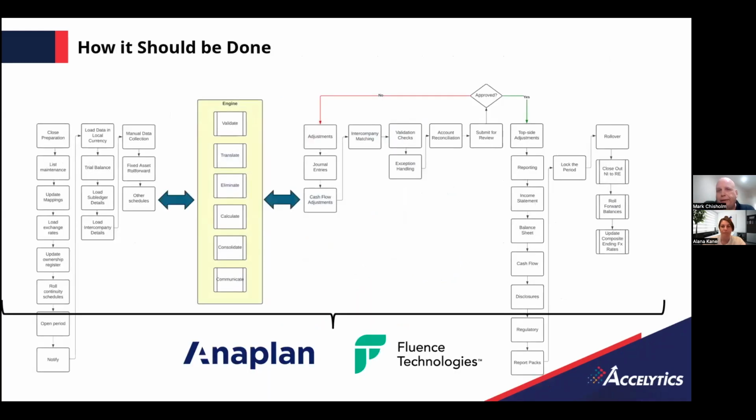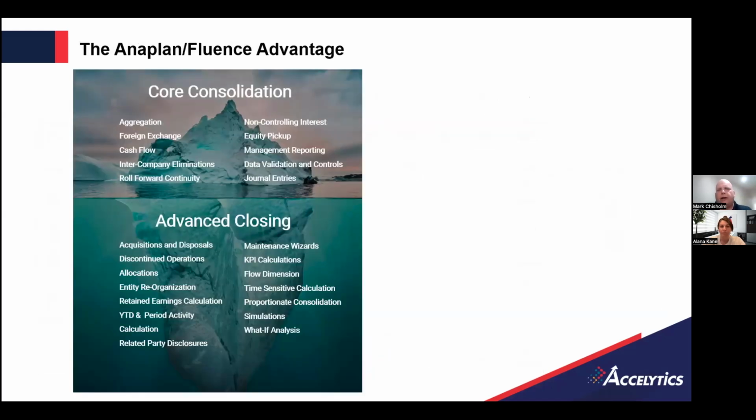Okay, so how should this be done? Well, obviously, based on what we just covered in the previous slide, the Anaplan-Fluence platform would give you that distinct advantage in terms of this process. Let's talk about how Anaplan-Fluence would compare to other solutions in the market. If we think about core consolidation, in terms of aggregation, foreign exchange, cash flow, intercompany eliminations, continuity schedule, roll forward, equity pickup, journal entries, etc. Those are core consolidation capabilities that other solutions can easily do.